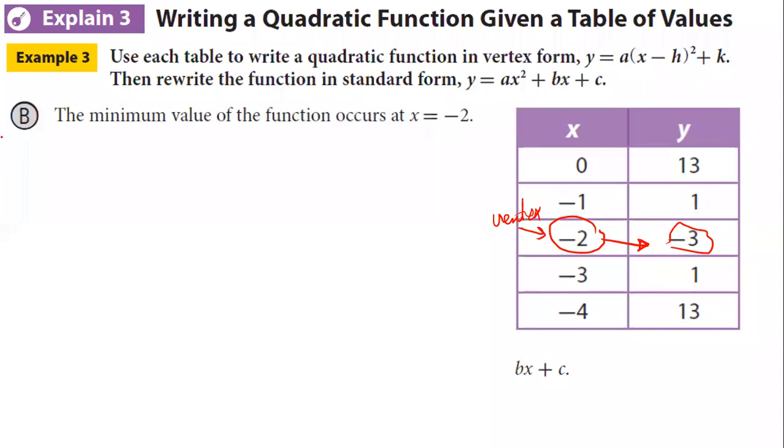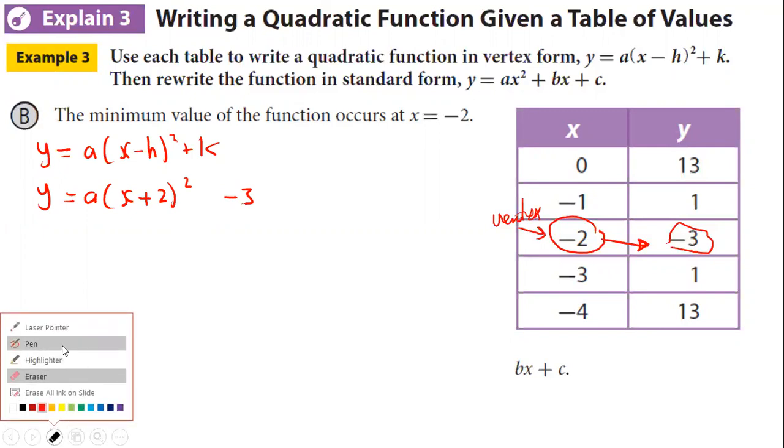So now we have to build a quadratic function in vertex form first. What is vertex form? y equals a times (x minus h) squared plus k. What is h? h is -2, so we substitute -2 for h. So y equals a times (x minus -2) squared, which is x plus 2 squared, plus -3. Plus -3 means it will be minus 3, so I will erase this extra sign.